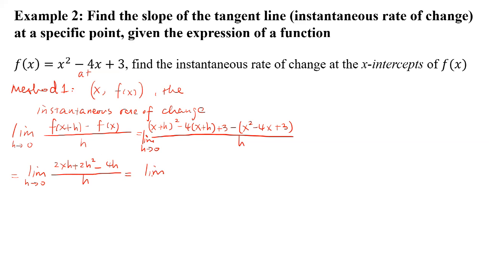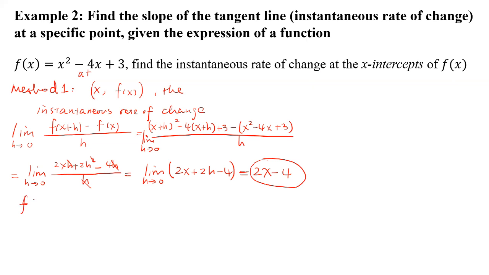Because h is not 0, we can cancel an h here, which gives the limit as h approaches 0 of 2x + h - 4. As h approaches 0, h is also 0, which gives 2x - 4. So the instantaneous rate of change at any given point (x, f(x)) is 2x - 4. Then we can just put the x-coordinate of the x-intercept into this equation to get the instantaneous rate of change at that specific point.